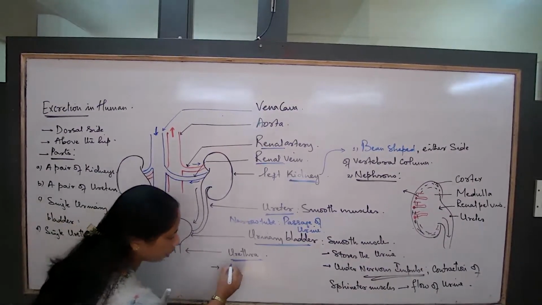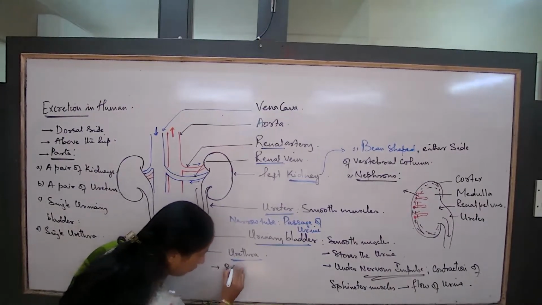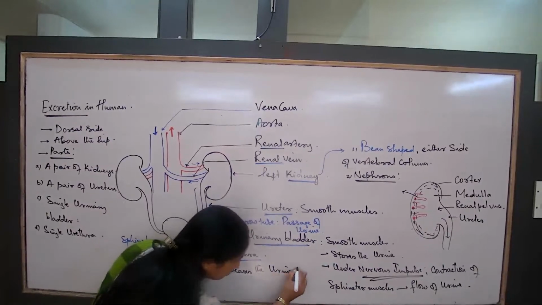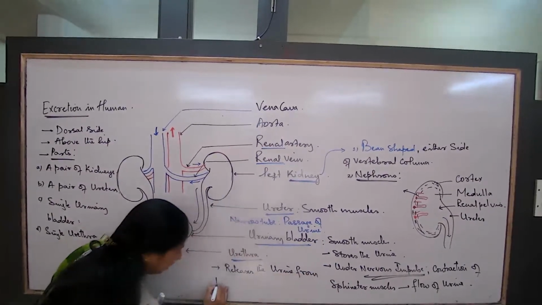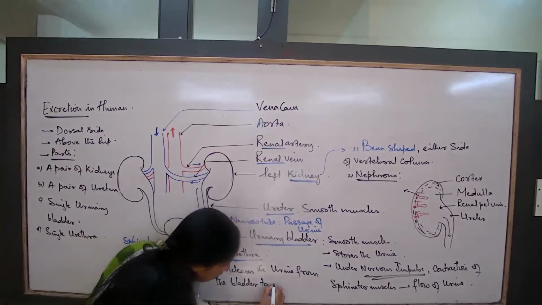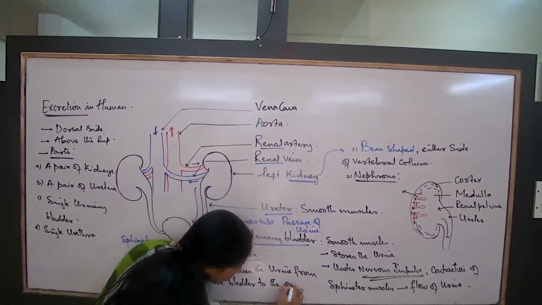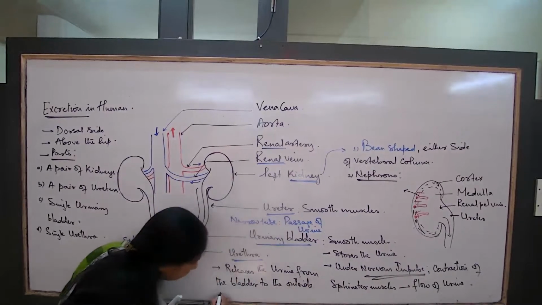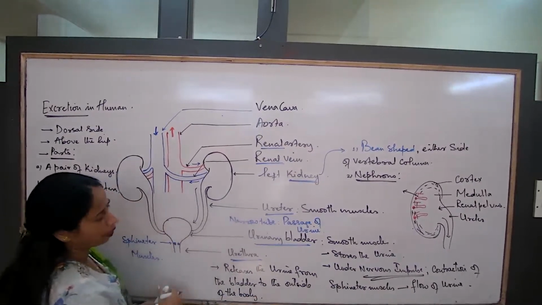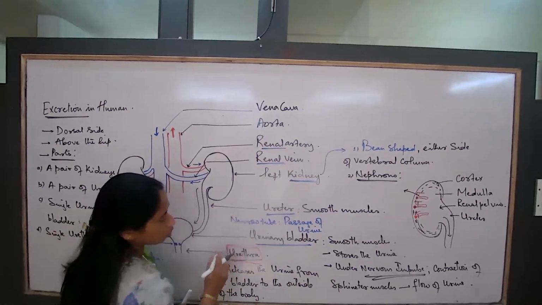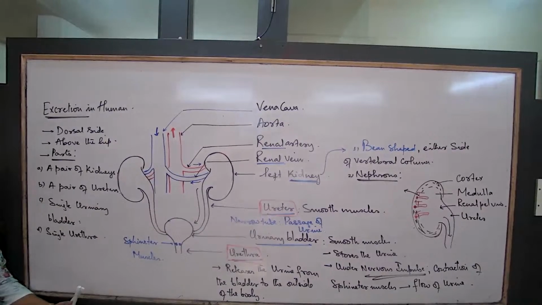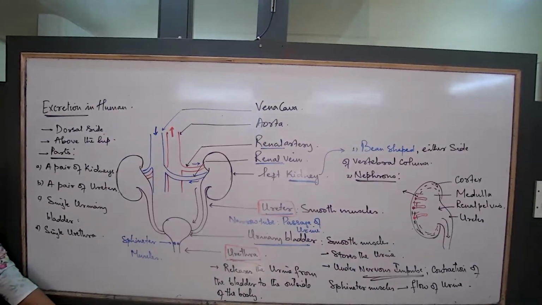So if I talk about the urethra, then what are you supposed to write? Releases the urine from the bladder to the outside of the body. Remember, when we write down the function of these two parts, very, very important, you should know how to differentiate them. It seems very easy, but when you are writing them, you may not get completely correct answers.